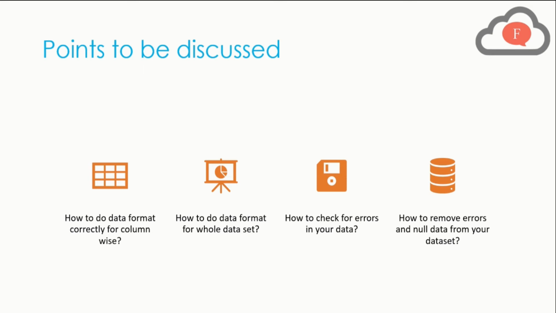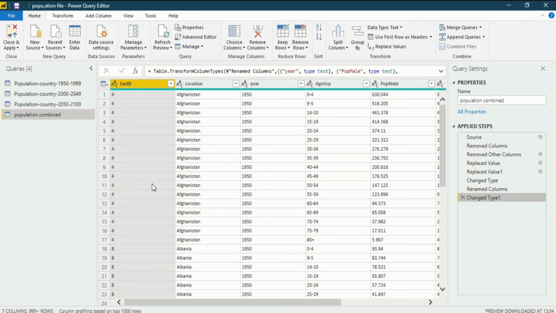Now let us go to the Power BI desktop and get into the detail of how we can do all these things. Now we are in Power BI desktop in a Power Query Editor interface. If you want to go into the depth of how this interface works, you can go to my previous videos. Now let's get back to the question of this video about formatting the data.